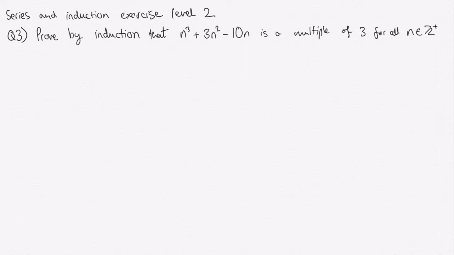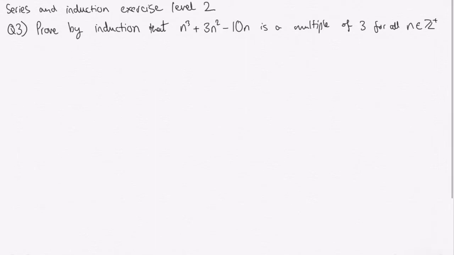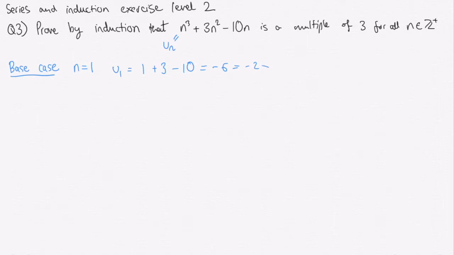And to make my life a bit easier, I'm going to let this expression equal u_n. So I'm going to refer to u_n being this expression here. And we want to start with our base case, because we were asked to prove this by induction. So the base case is going to be when n equals 1. So then u_1 is equal to 1 plus 3 minus 10, which is equal to negative 6, which is negative 2 times 3. So it is clearly a multiple of 3.